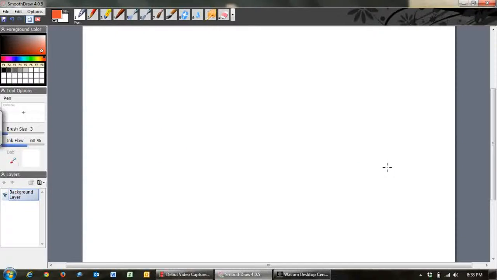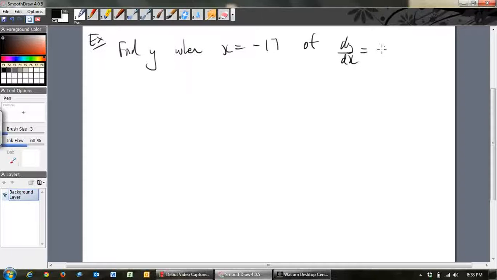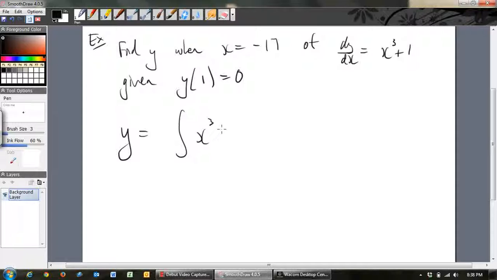There you go. I'll do one more, but I think you'll probably get the idea. It's actually really simple once you've got it and you know what the spaces are. Okay, so find y when x is equal to -17 of dy/dx equals x cubed plus 1, given that y(1) equals 0. So what will it be? y equals the integral of x cubed plus 1 dx.